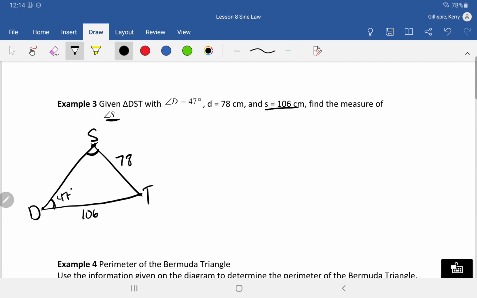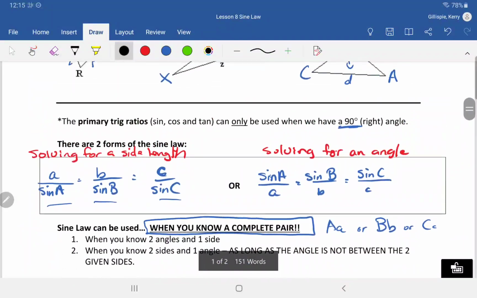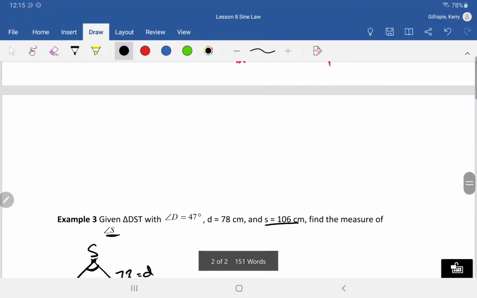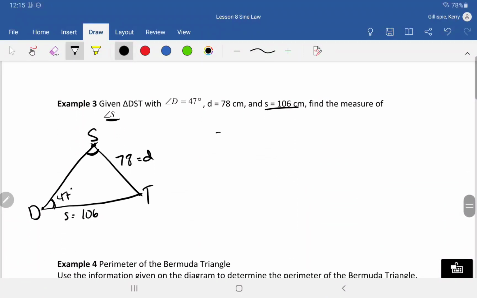We have a pair again. Our pair is, once again, capital and lowercase d. And we're going to use the 106, which is our S, to find capital S. Because we're solving for an angle, like I said up here, it's easier if your angles are on top when you're solving for them. So make sure that you put angles on top this time. So we will do the sine of 47 degrees, and it pairs across with 78 on the bottom.